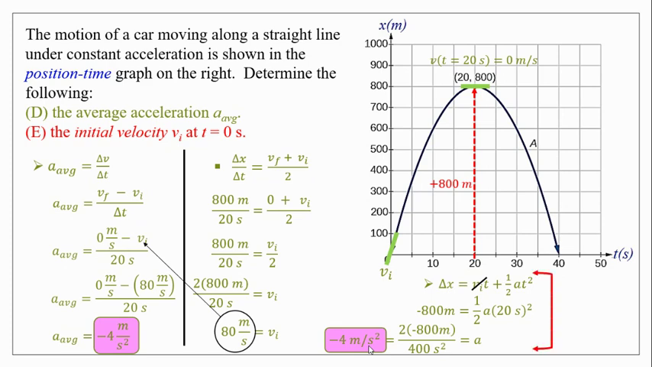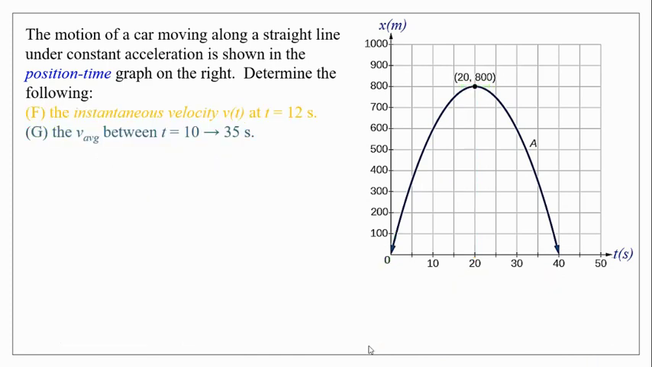All right, so let's do E and F. Okay, let's do F and G. Part F asks you to find the instantaneous velocity at 12 seconds. Well, it just asks you to find VF, so let's just knock this out really fast. V of t, here I've chosen to write this notation V of t. You can just write VF if you like, which is AT plus VI.